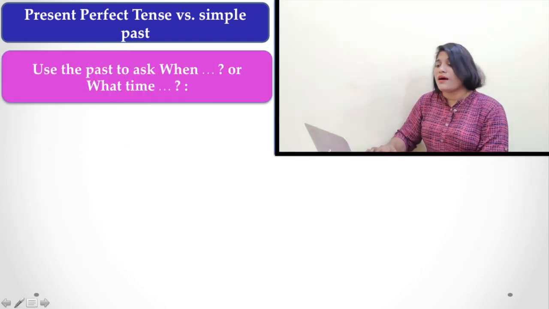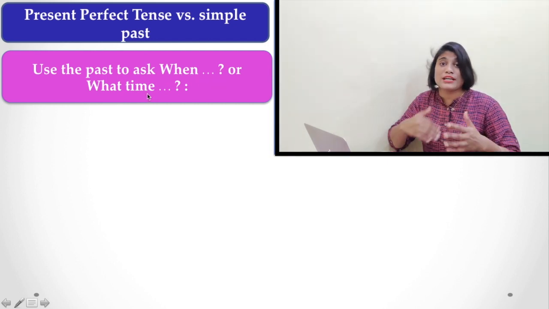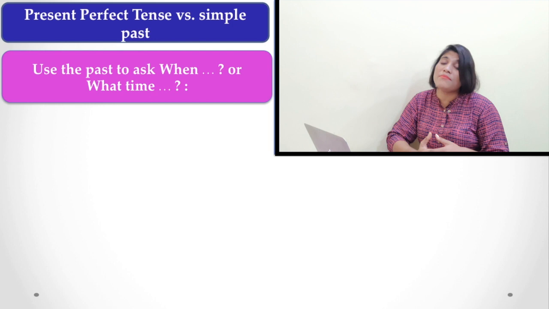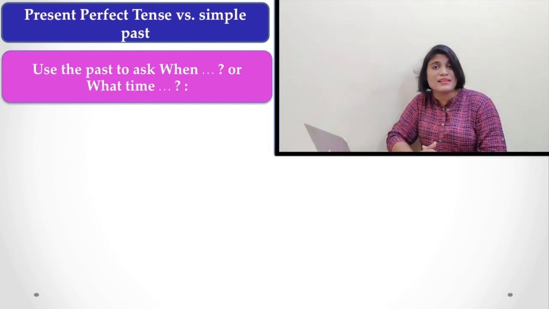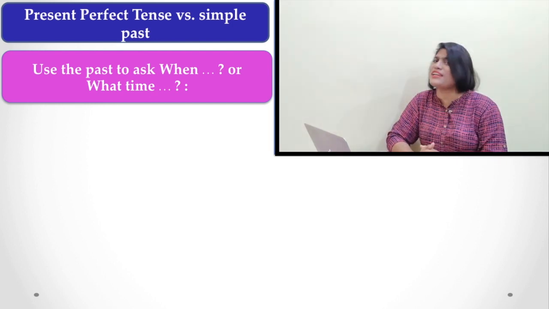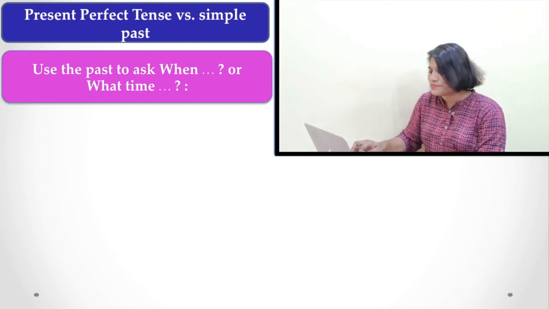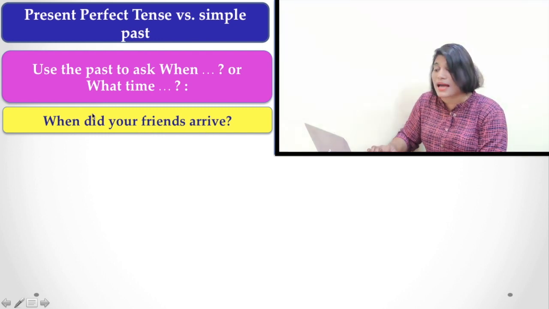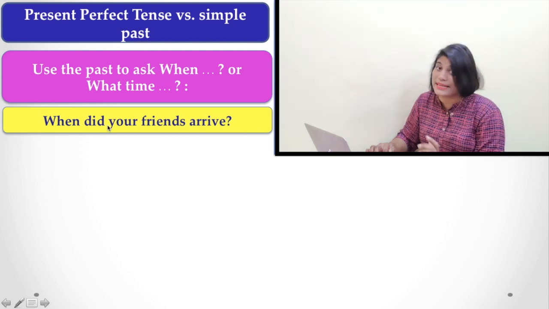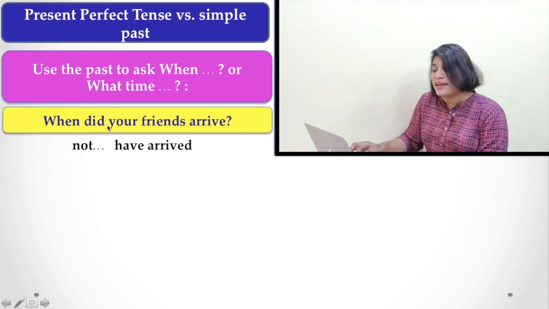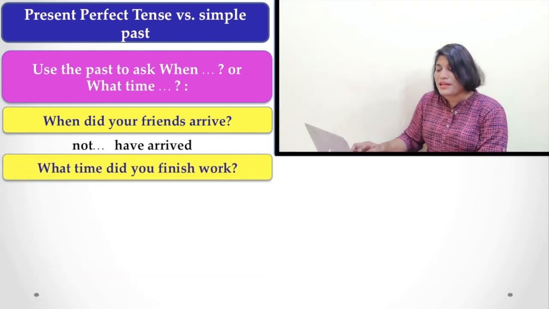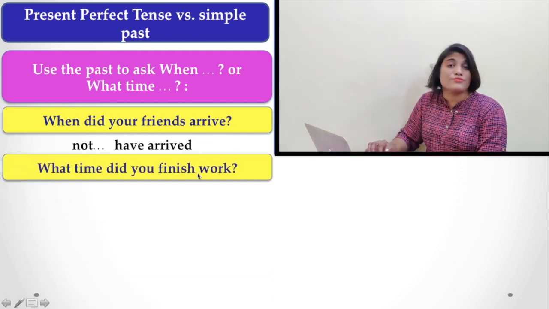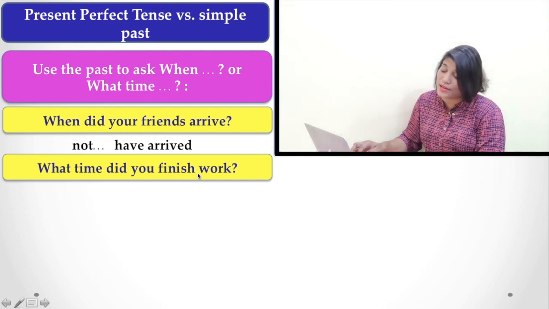So here, use past to ask when or what time. When we are talking about when or what time, you definitely use simple past instead of present perfect. So let's see the examples again. Here: "When did your friend arrive?" Here I'm talking about the time, that is when, so you have to use did, that is simple past tense. Never use "have arrived." Similarly, "What time did you finish work?" Here also the same thing applies.